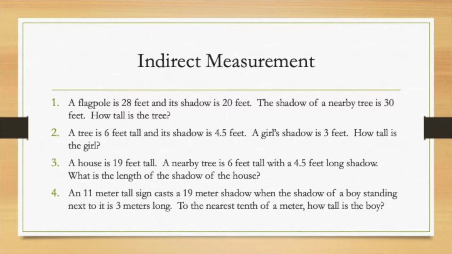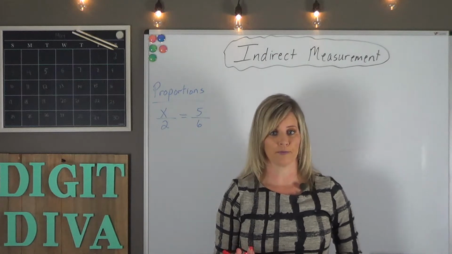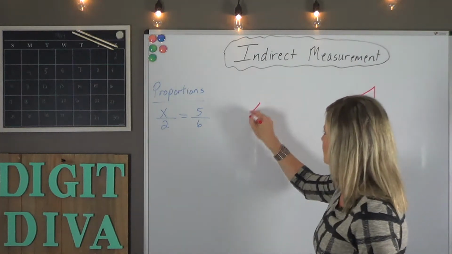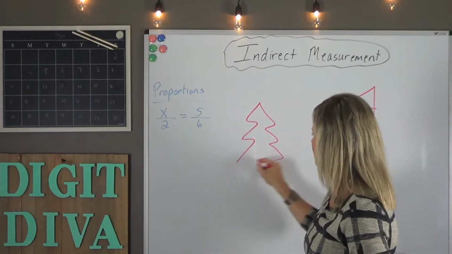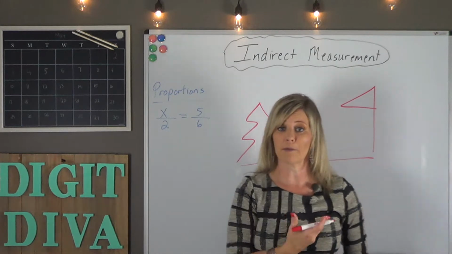Number 1, a flagpole is 28 feet and its shadow is 20 feet. The shadow of a nearby tree is 30 feet. How tall is the tree? Sometimes word problems don't make sense until you draw a picture. So we've got a flagpole and we have a tree. All right, so I'm going to go back to my problem. I'm going to label my picture.